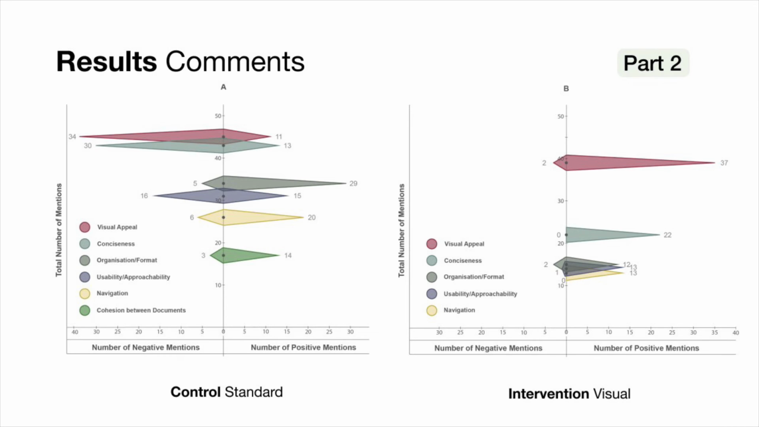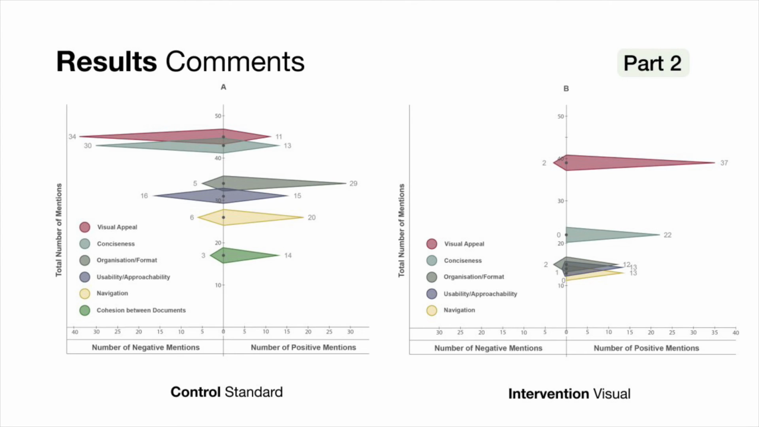So here we get into the common justifications as to whether the course outline they received was visually appealing or not. So we found major themes like visual appeal, conciseness, organization format, usability or approachability, navigation, and cohesion between documents. And then as sub-themes or codes, I separated into whether these themes were talked about in a negative light, so on the left, or in a positive light on the right.